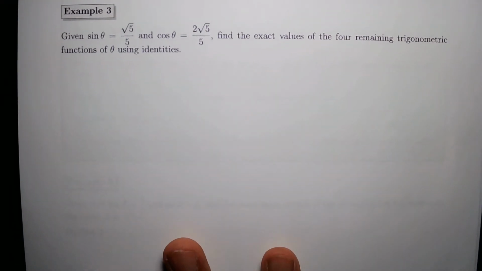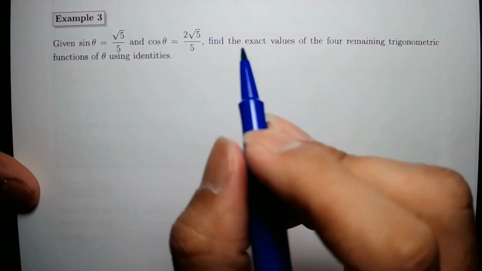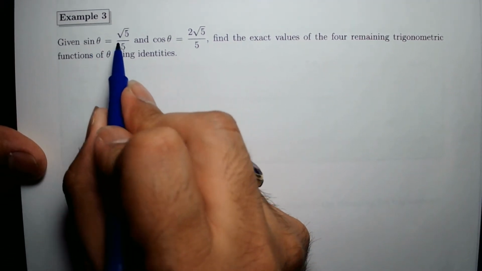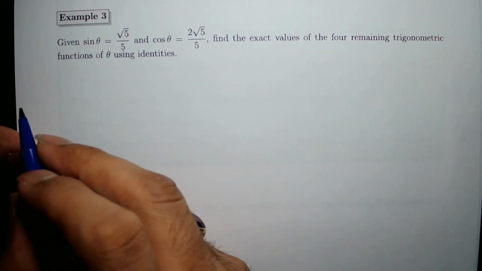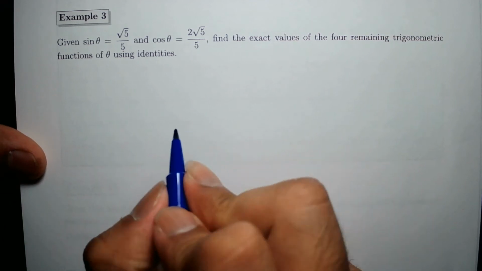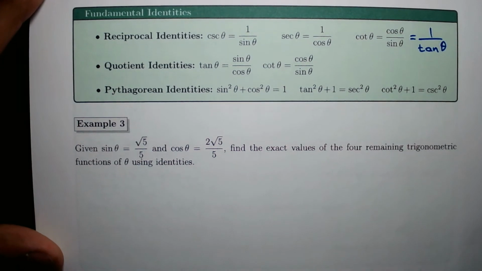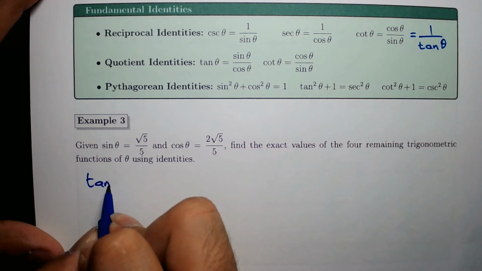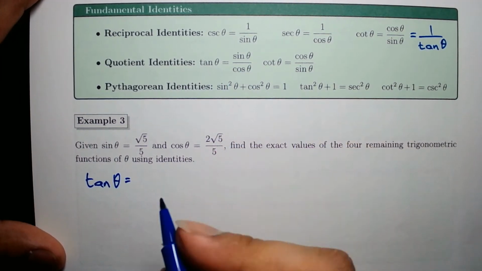Let's do an example. We already did this in the previous section, but now we focus on using the trigonometric identities. Given sine is square root of 5 over 5 and cosine is 2 root of 5 over 5, find the exact values of the four remaining trigonometric functions using the identities at the top of the page. We have sine and cosine, we need tangent. Tangent theta, by definition, is sine divided by cosine.